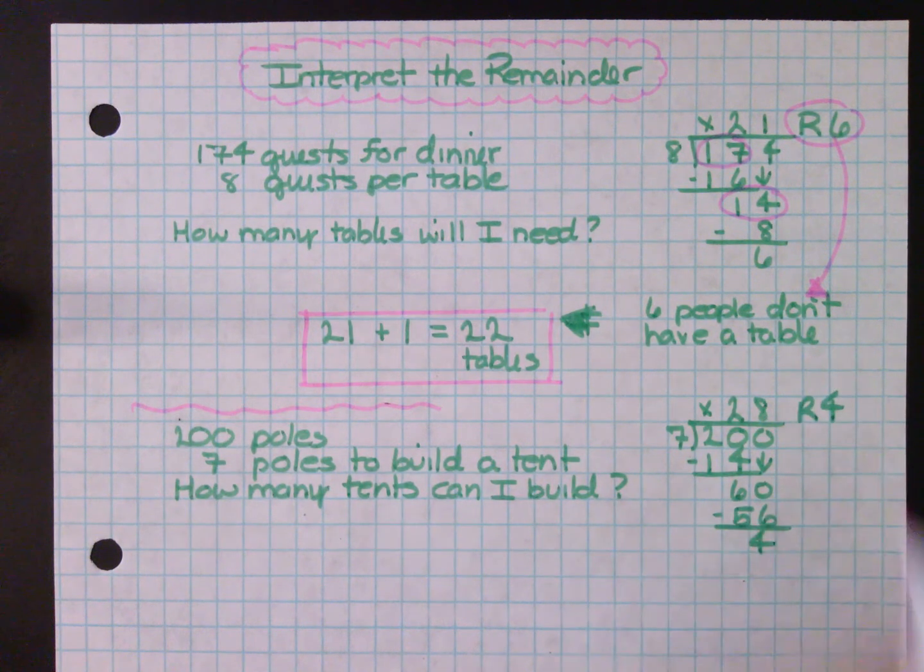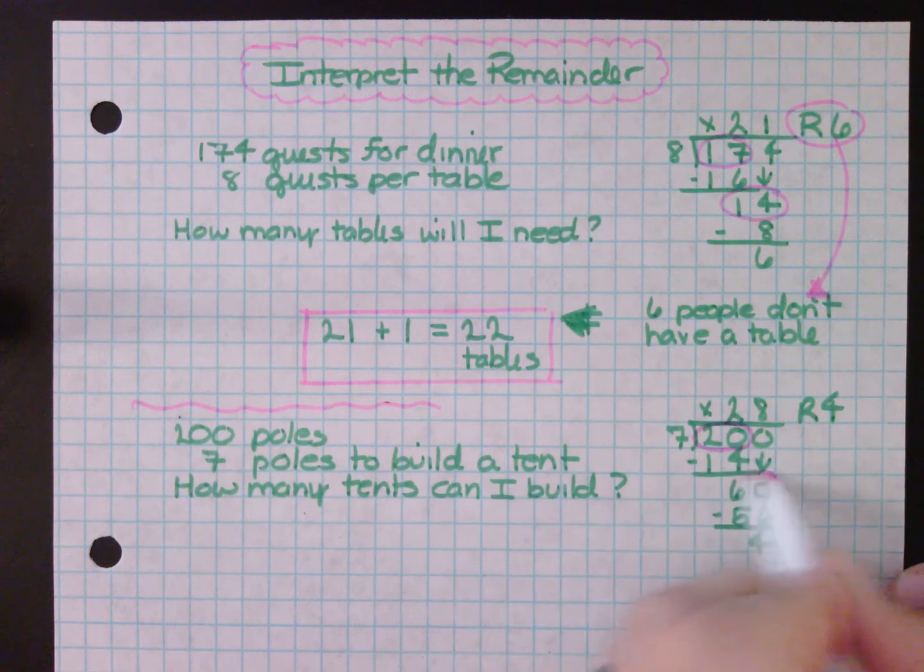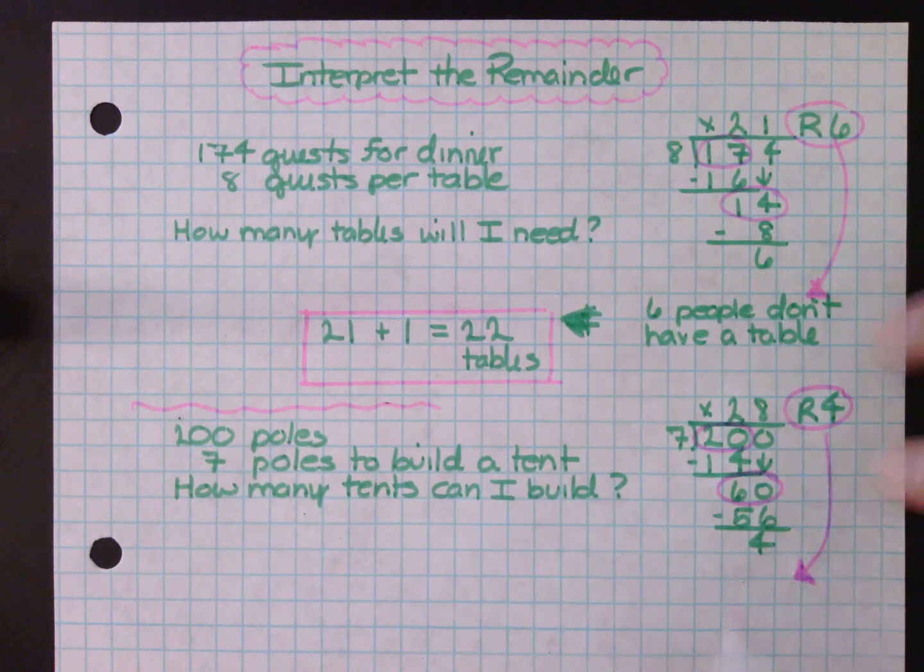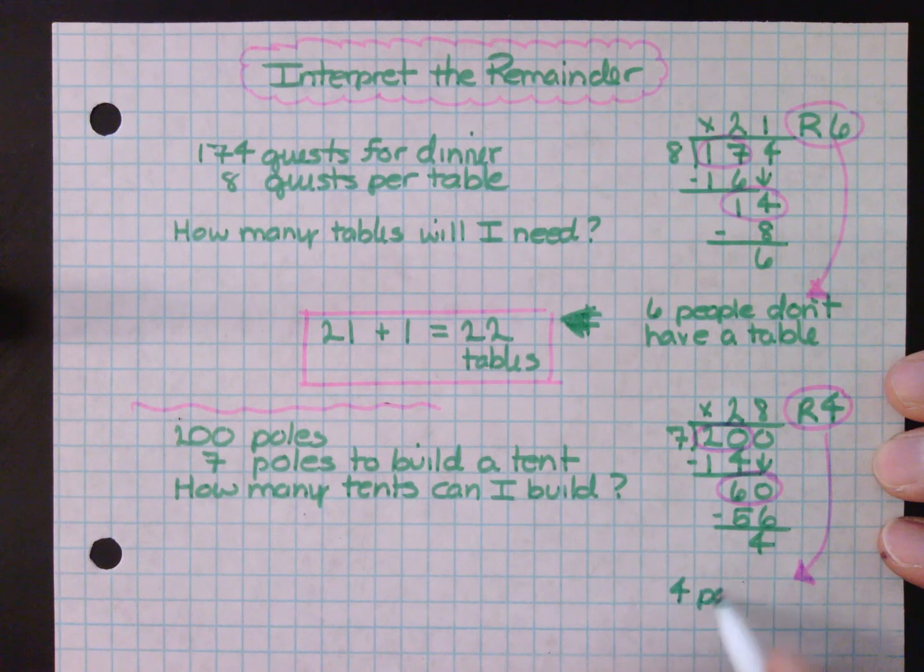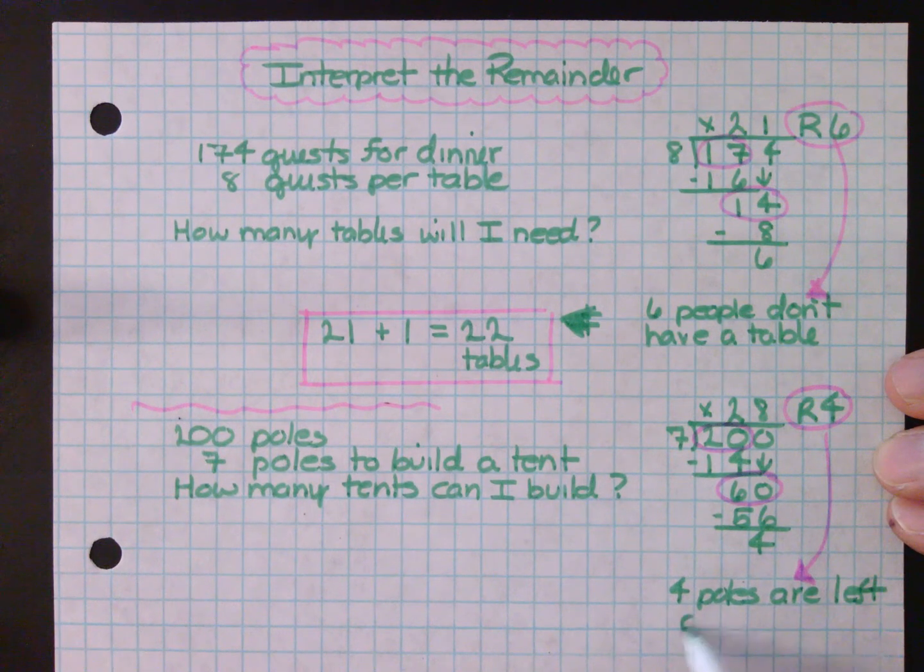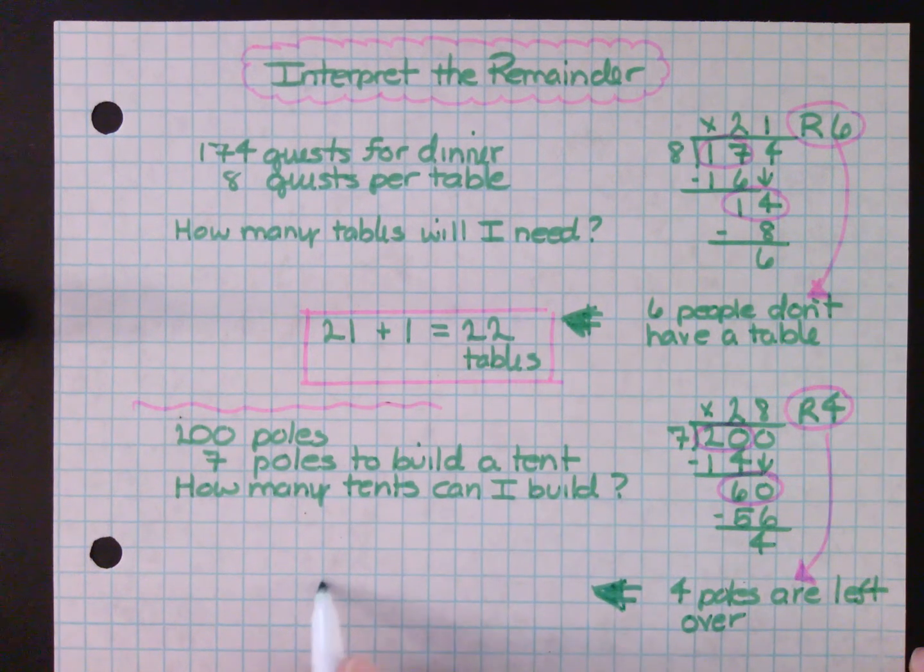So what does that mean? Well, the remainder of 4 means that 4 poles are left over. This means that only 28 tents can be built.